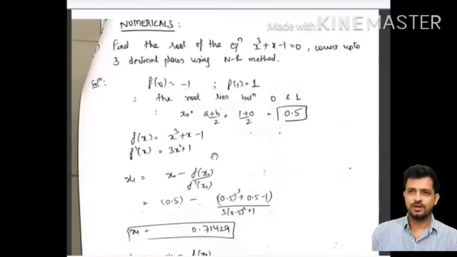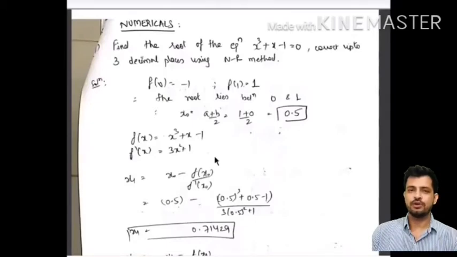Okay, let's solve a numerical on the basis of this. See, this is the given equation. We have to find the root of the given equation, x cube plus x minus 1 equal to 0, correct up to 3 decimal places using Newton-Raphson method. Now, as I told you, this method is an open method, so there is no need to define the interval, but we have to find the value of x0.